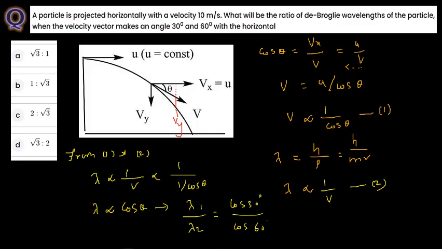Theta 1 they have given as 30 degree, theta 2 they have given as 60 degree. Cos 60 is 1 by 2. Cos 30 is root 3 by 2. The 2 will be cancelled here. So what you have here is root 3 is to 1. So the answer in this case is root 3 is to 1.